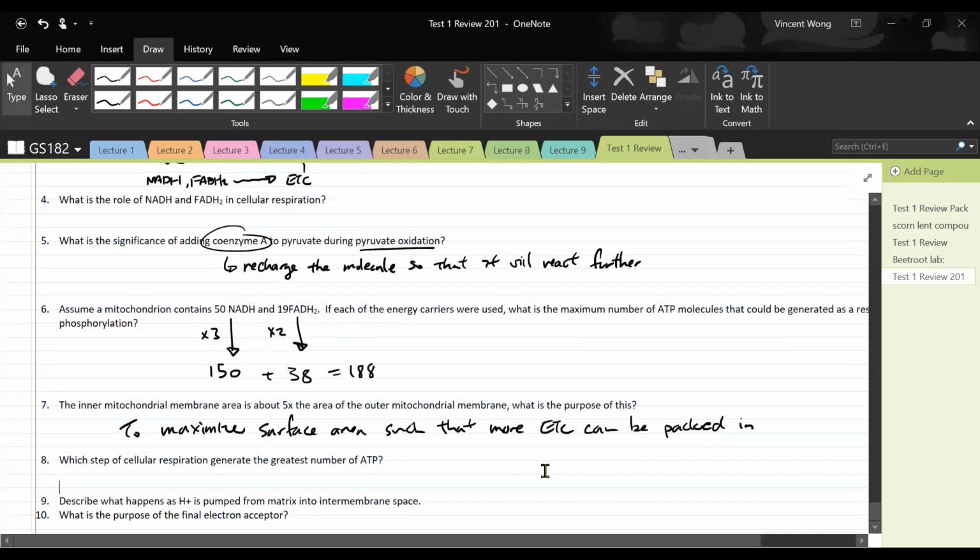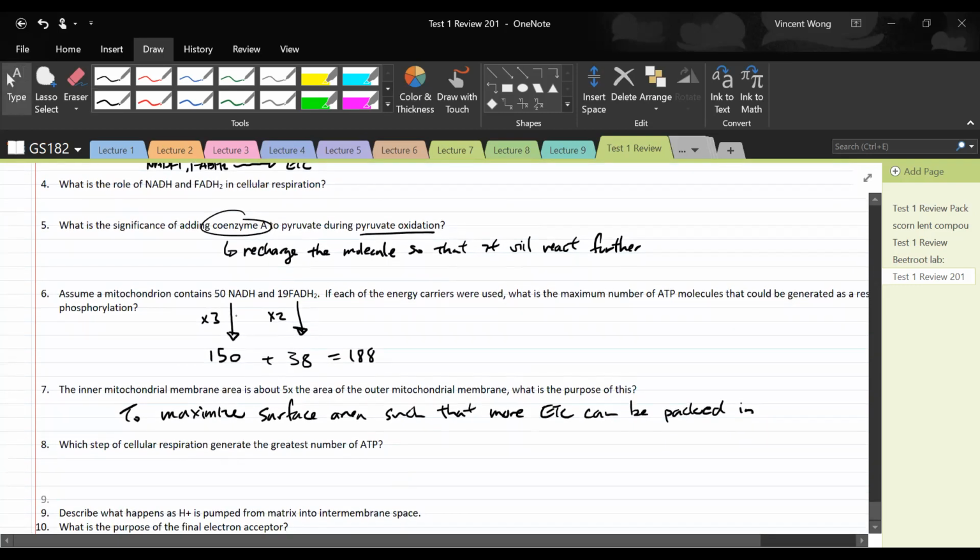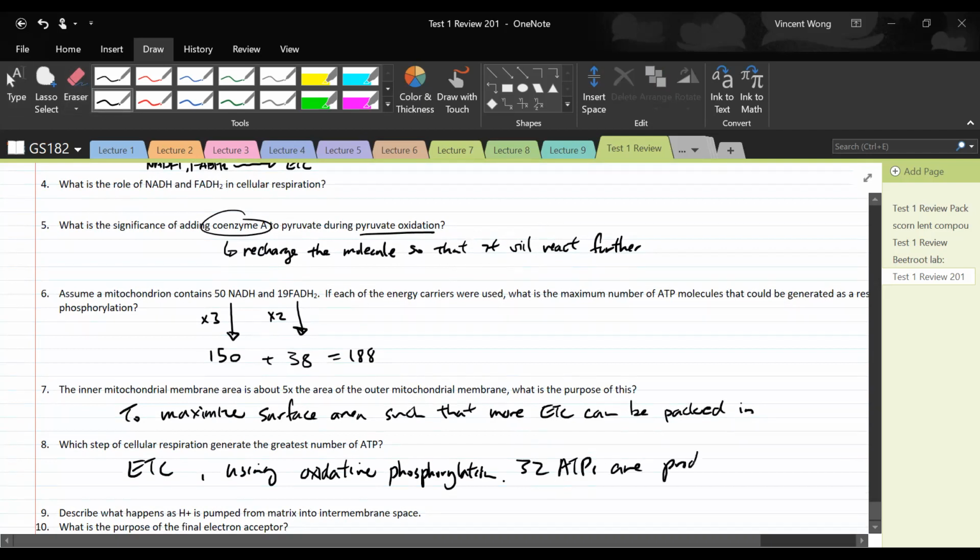Which step of cellular respiration generates the greatest number of ATP? It is the electron transport chain, right? So using oxidative phosphorylation, right? 34 ATPs, 32 rather, 32 ATPs are produced.